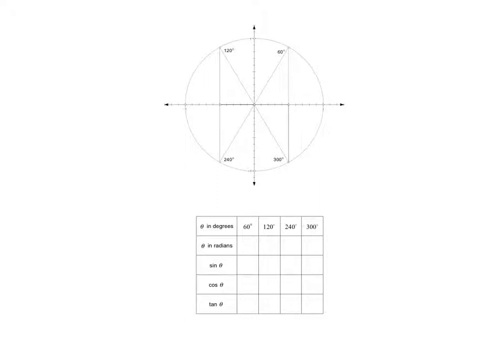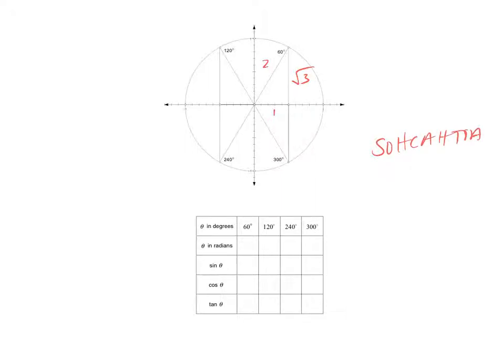Next, we're going to look at some 30, 60, 90 triangles, but where 60 degrees is our angle from the x-axis. So those are going to be 60 degrees, 120 degrees, 240, and 300 degrees. Now in these, we still have the ratio of 1, 2, and the square root of 3. However, they're going to be flipped a little bit from before. So we're still using SOHCAHTOA.